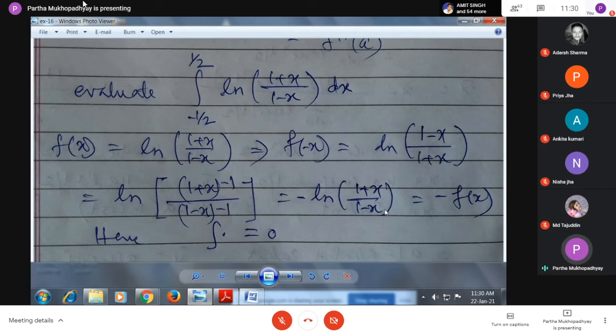But you have to observe this thing, that log of (1 plus x) by (1 minus x) is basically an odd function. You have to observe this thing, okay? So this type of example will be given, this type of problem will be given. Anyone else? Any doubt?